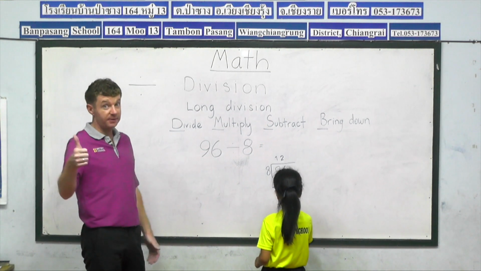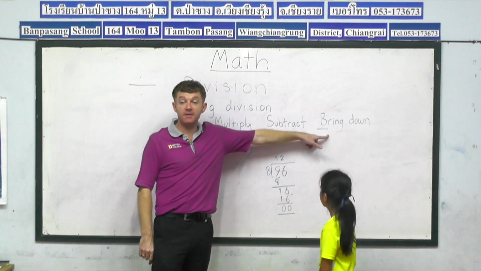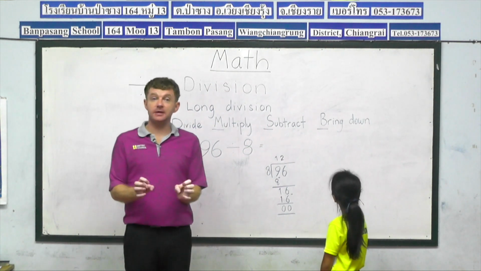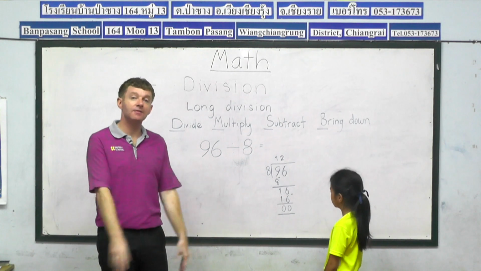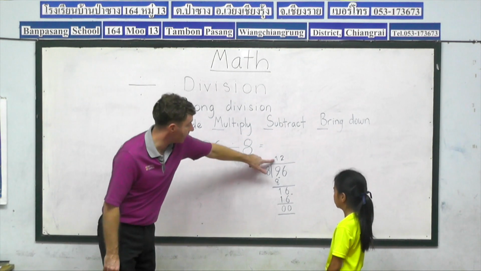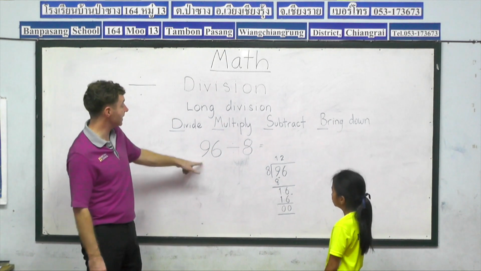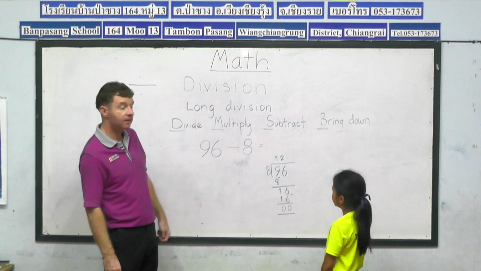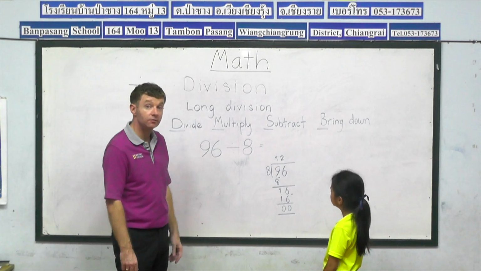Now we're happy. We're at zeros. Do we have any more numbers to bring down? No. So we're at the end. If we're at zeros and there's no more numbers to bring down, we know we're at the end of our problem. And we have our answer, 12. So we can say 96 divided by 8 equals 12.